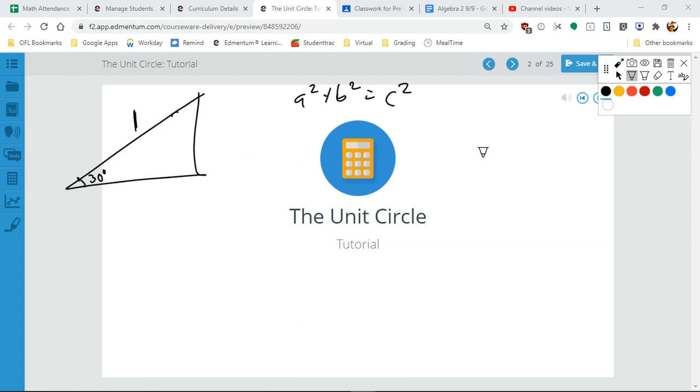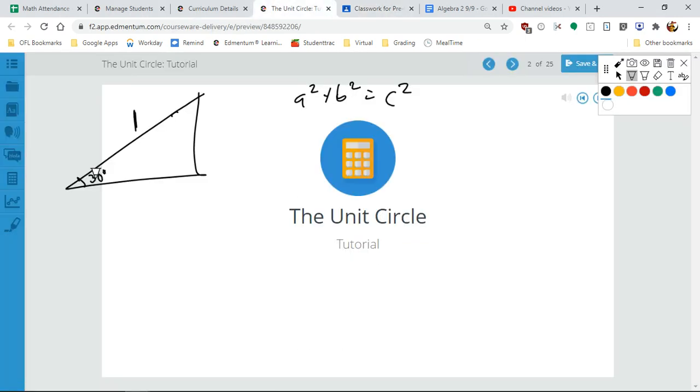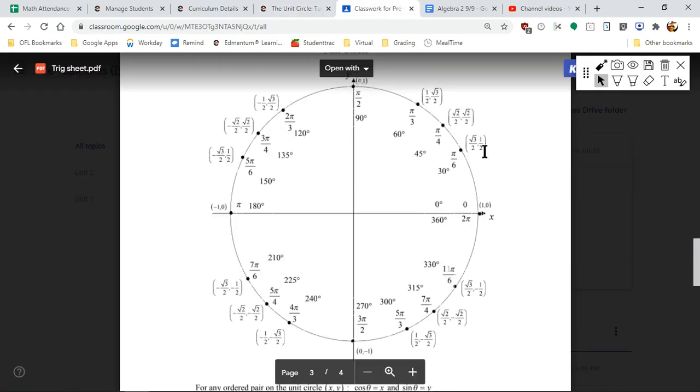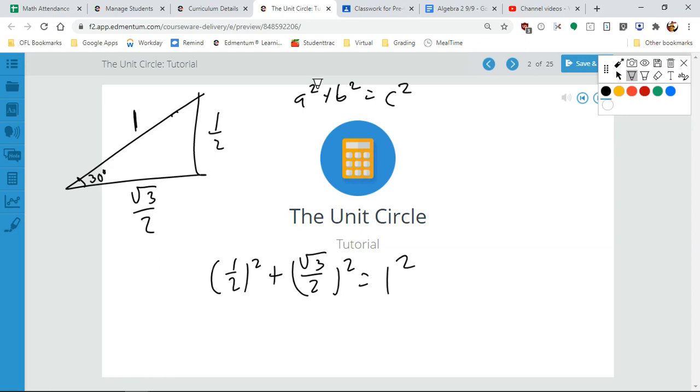Okay. So a unit circle is this idea of we always have a right triangle with a hypotenuse of 1. So if I were to say 30 degrees, I'm saying that this angle right here is 30 degrees. And I would say the y value, our opposite, is 1/2. And this side is √3/2. So if I'm correct, then I would say (1/2)² plus (√3/2)² equals 1².